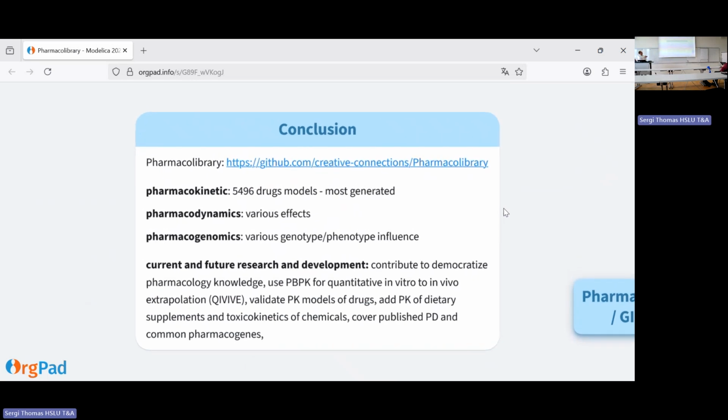So, the conclusion: we have the Pharmacolibrary. It's open source. It includes all registered drugs. Some of the pharmacodynamics is also there, but not all. Various effects. In pharmacogenomics, we have only a few examples, and we would like to make it as complete as possible and to contribute to democratizing pharmacology.